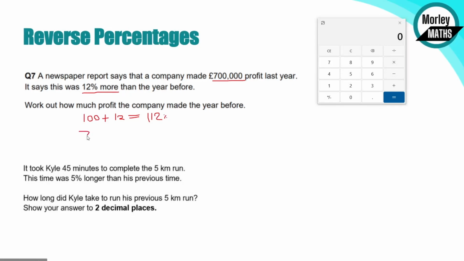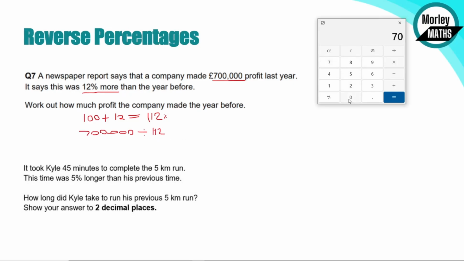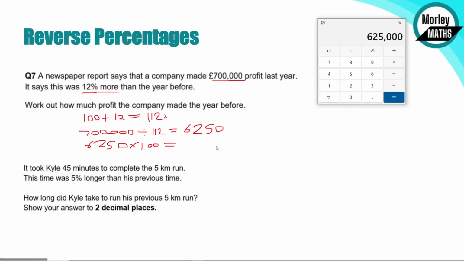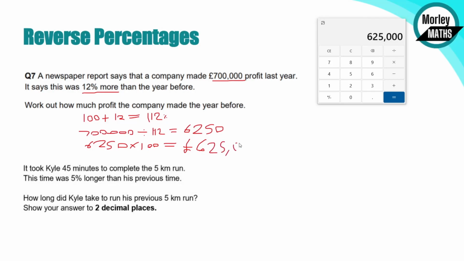So what we're going to do is 700,000 divided by 112 and then times it by 100. So 700,000 divided by 112 to get the 1% value, which is 6,250. Once we've got our 1%, we're going to times it by 100 to get it back up to the 100% value. So times it by 100 to get it back to what it was before, which is £625,000. That was last year's profits.